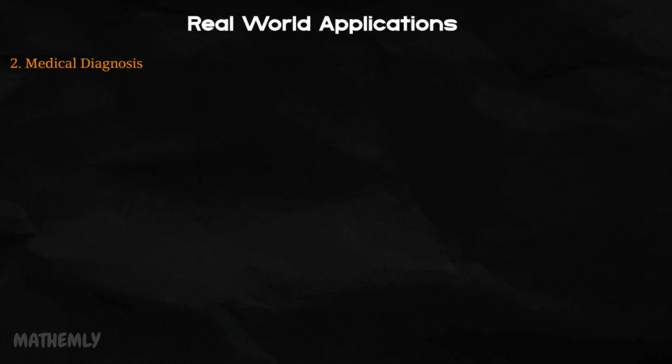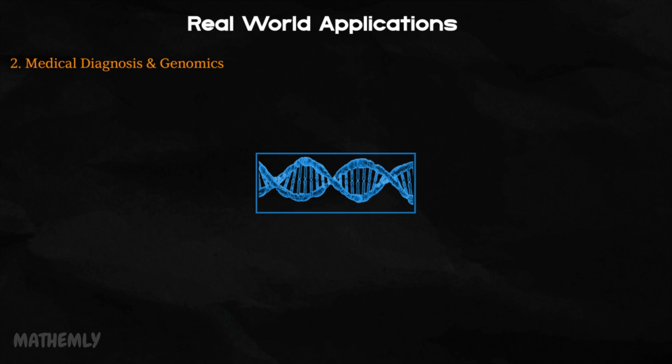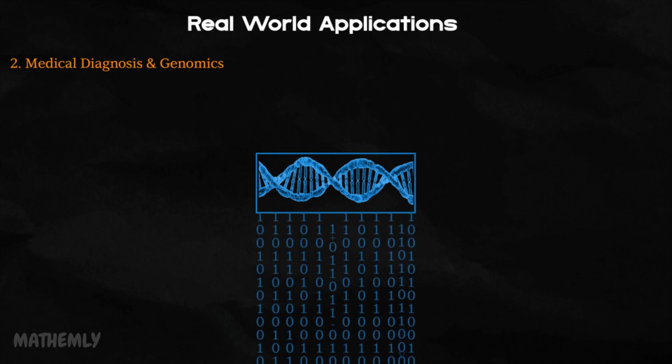Medical diagnosis and genomics. In medical research, PCA is used to analyze complex genetic data. For example, in cancer research, doctors analyze thousands of gene expressions at once. PCA helps identify patterns that differentiate between cancerous and non-cancerous samples, improving early detection and treatment.